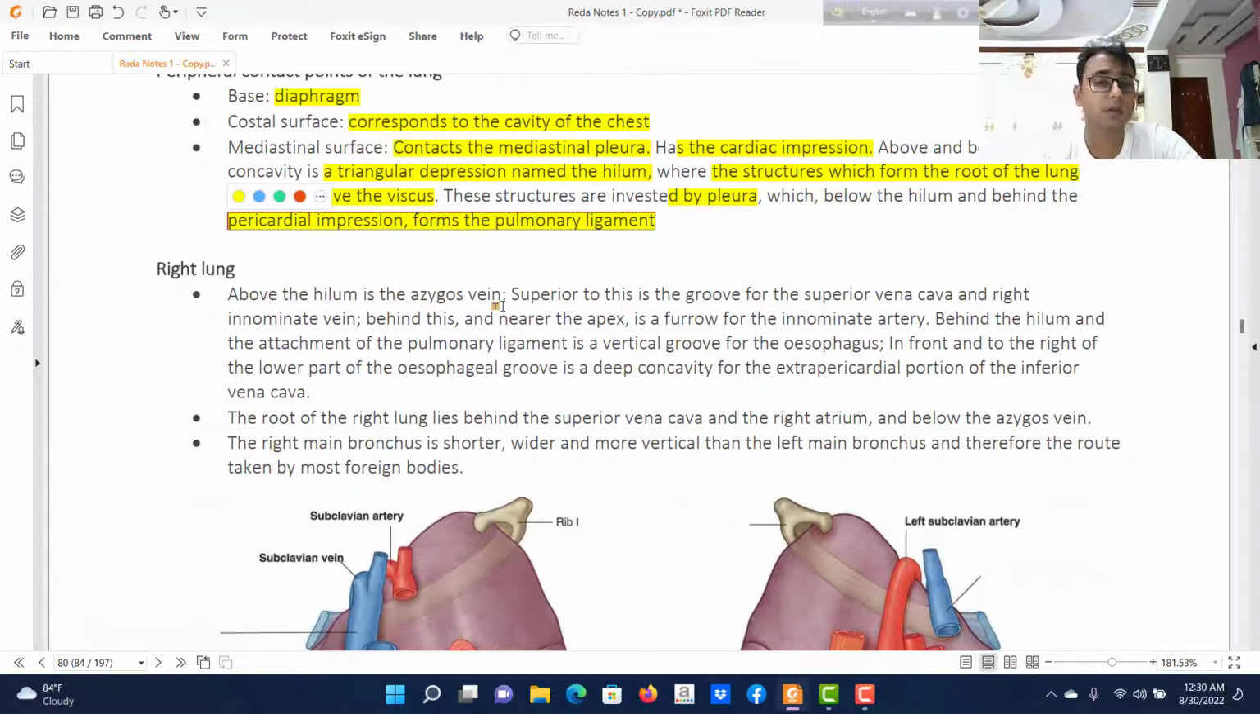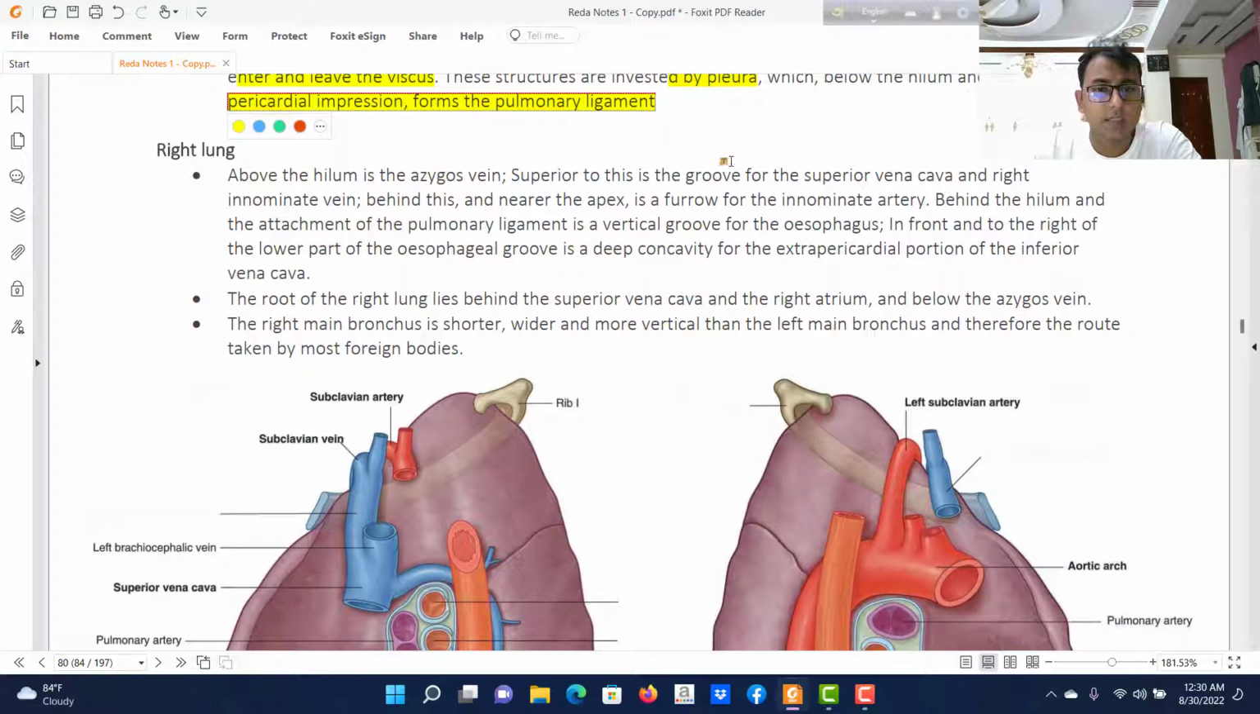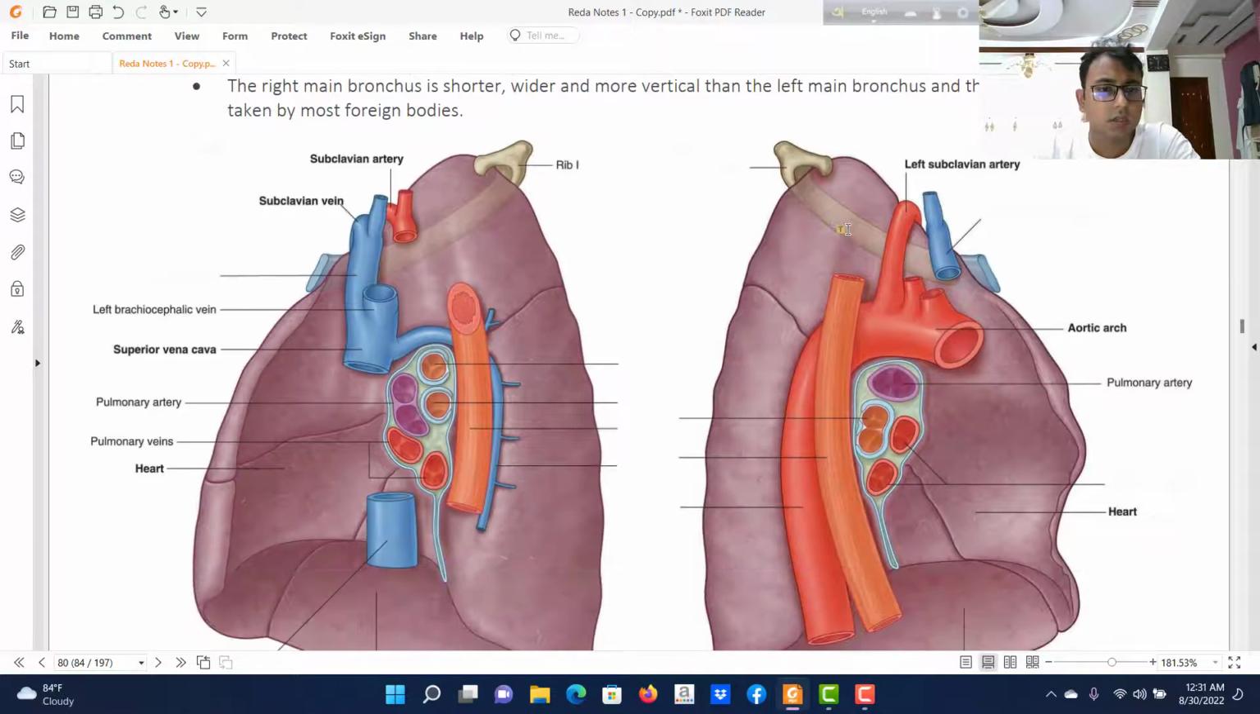yes, in case of tuberculosis, Ghon's complex, or if any malignancy spreads to the hilar regional lymph nodes present here in the pulmonary ligament. There are some lymph nodes present here. In case of malignancy or tuberculosis, there is a Ghon's focus or lymphatic spread just surrounding the pulmonary ligament. Above the hilum, the azygos vein; superior to the groove is the superior vena cava on the right innominate vein. Behind this, nearer the apex, is the furrow of the innominate artery. Behind the hilum, the attachment of the pulmonary ligament is the vertically grooved esophagus. No need to go into this here.